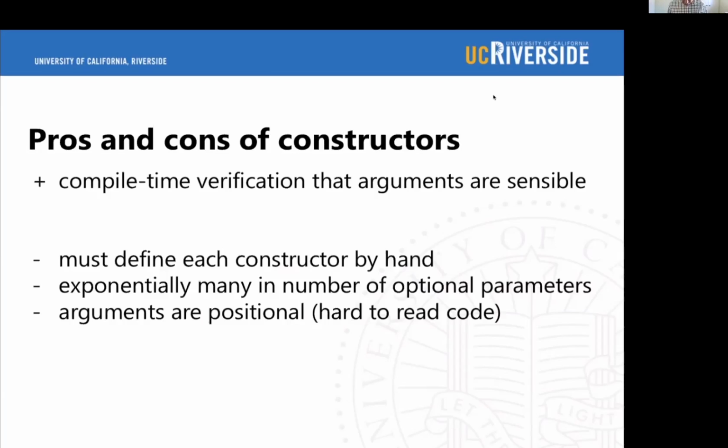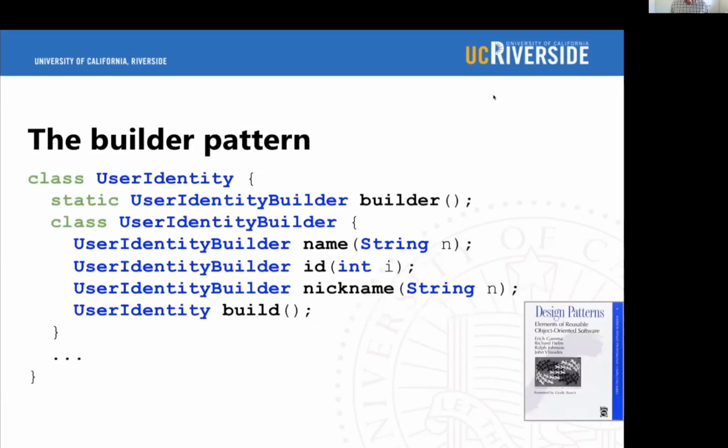So this has been an issue in OO code for quite a while. And there's a well-known design pattern that helps you build more readable code in these scenarios. It's called the builder pattern. So here's our same user identity class written with a builder. So now we have an inner class, UserIdentityBuilder, and we have different routines to gradually build up the state of our user identity. So we have a method to set the name, we have a method to set the ID, we have a method to set the nickname, and when you're all done, you can call this build routine, and that will return your final user identity object.